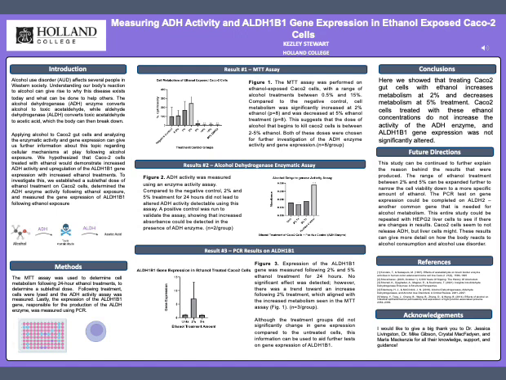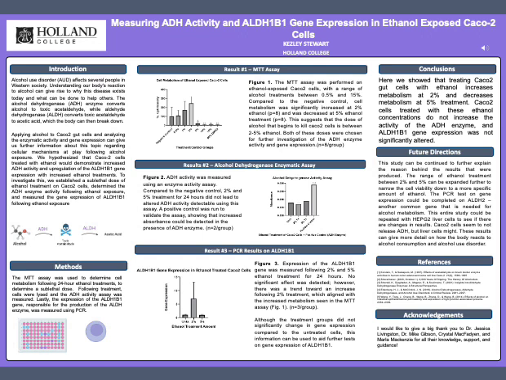Two enzymes are involved in alcohol metabolism: the first is alcohol dehydrogenase, ADH, and the second is aldehyde dehydrogenase, ALDH. ADH converts alcohol to toxic acetaldehyde, while ALDH converts the toxic acetaldehyde to acetic acid. Applying alcohol to CACO2 cells and analyzing the enzymatic activity and gene expression can give us further information on this topic. We hypothesized that the ADH activity and gene expression would increase as the ethanol treatment amount increased.